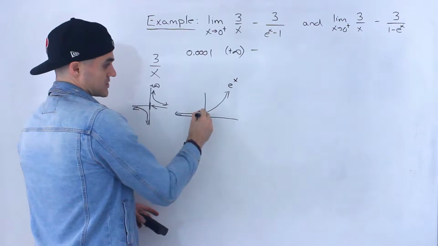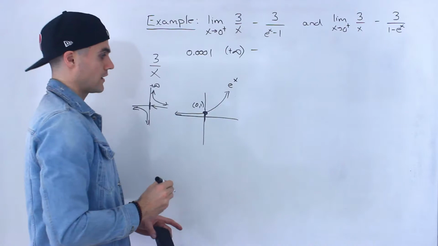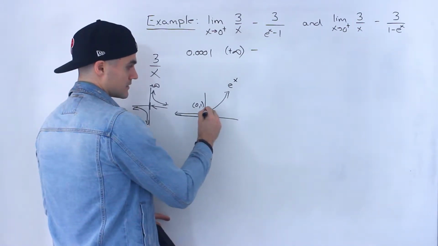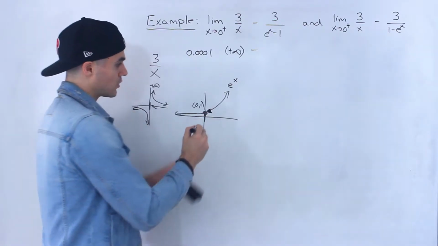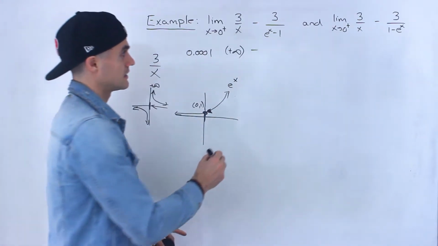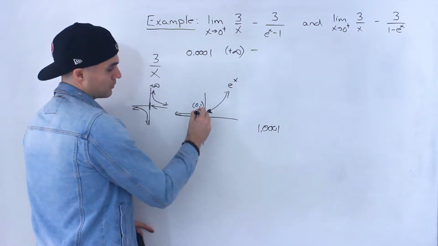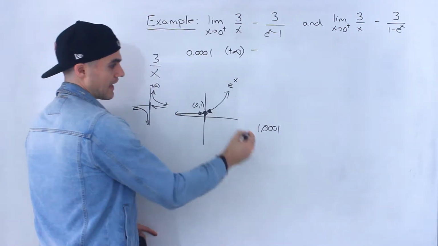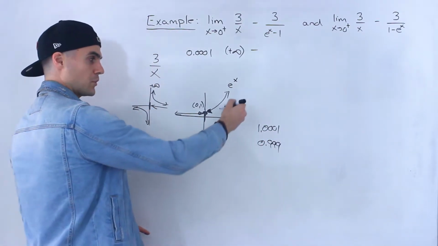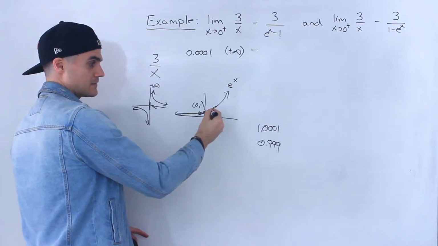So as x approaches 0, notice that we have a point 0 and 1 here. But we're approaching 0 from the positive side. So notice that we're approaching 1, but from the positive side. So this e to the x, it's going to be like 1.0001. Versus if we're approaching 0 from the negative side, then e to the x would be like 0.999, for example. But we're approaching it from the positive side.